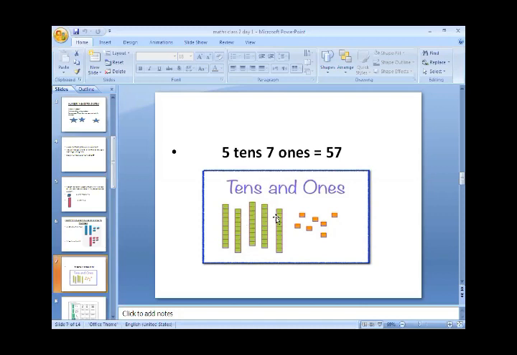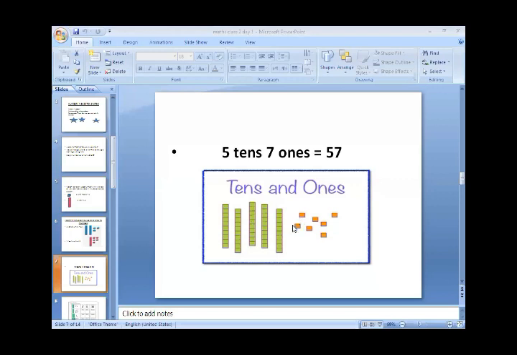Now this is another example. Now you will count how many groups of blocks there are. These rods show tens. So we count 1, 2, 3, 4, 5. So here there are 5 groups of 10 blocks. So we write here 5 tens. And these 5 tens show number 50 because these 5 tens are made of 50 blocks.